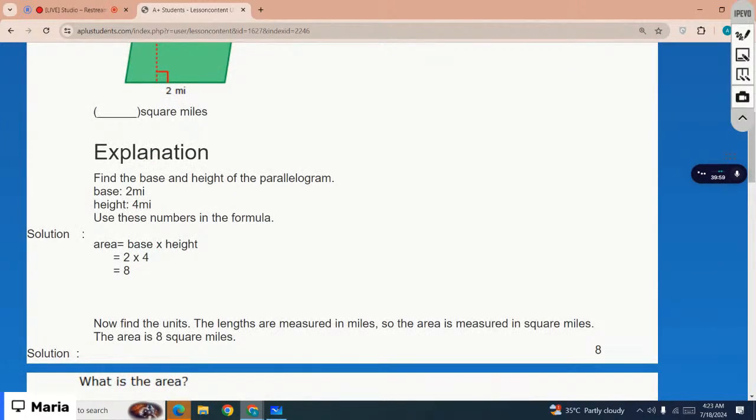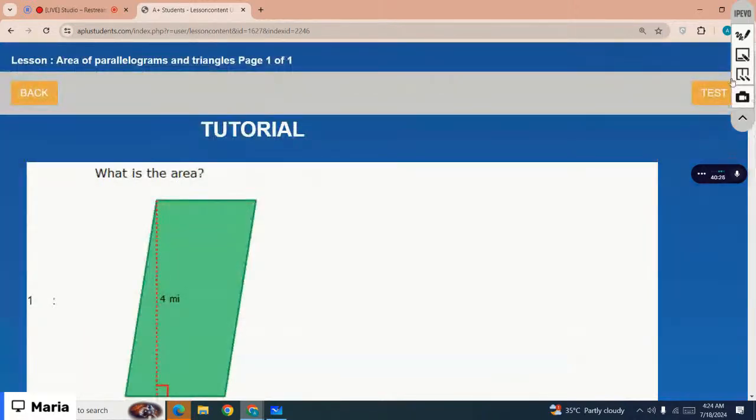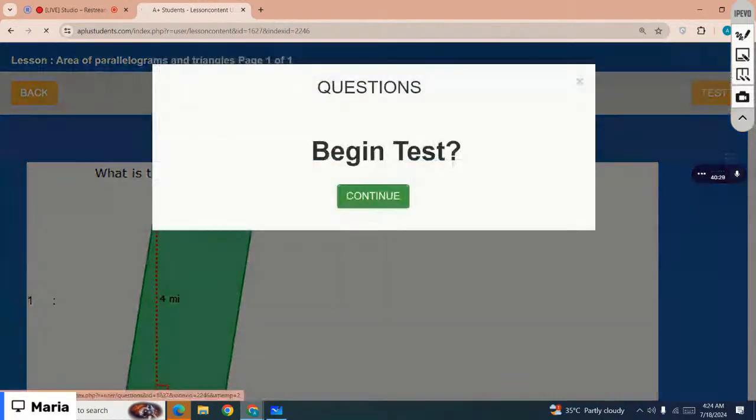So whenever we have to calculate the area of a parallelogram, we have to do area equals base times height. You are given the base, that is 2, and you are given the height, that is 4. You have to do base times height. That will be 2 times 4 equals 8. Okay, let's just start with the test questions. You have to keep these formulas in your mind. They are very helpful.